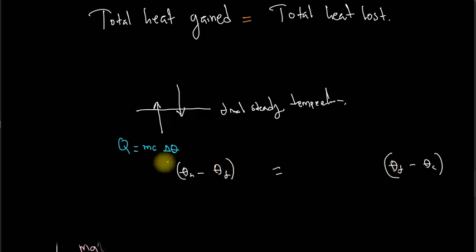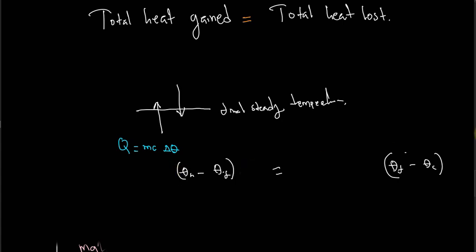Now, the total heat gained from cold water is equal to total heat lost from the hot water. That's the concept. In this case, the total heat lost from the hot water, from theta hot to the final steady temperature, is equal to the total heat gained by the cold water from the initial cold temperature to a final steady temperature. So that's the concept. So let's finish the formula.